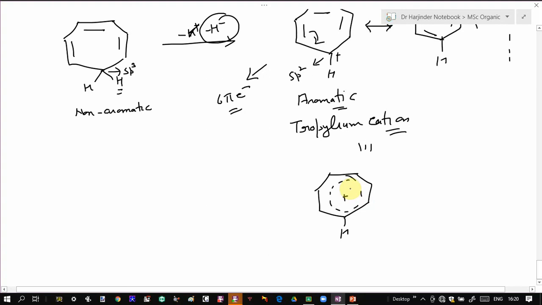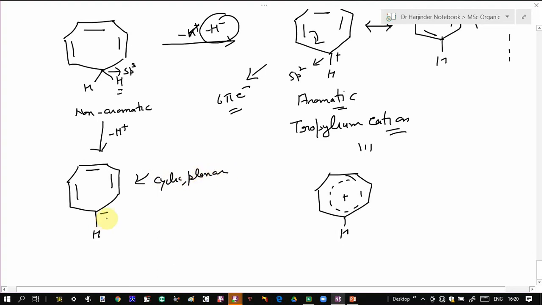But what if we remove this hydrogen as an H plus ion? If you remove it as an H plus ion, this remaining bond pair of electrons will remain on this carbon. So in that case, we are going to get an anion like this. Now this anion has a cyclic planar structure.